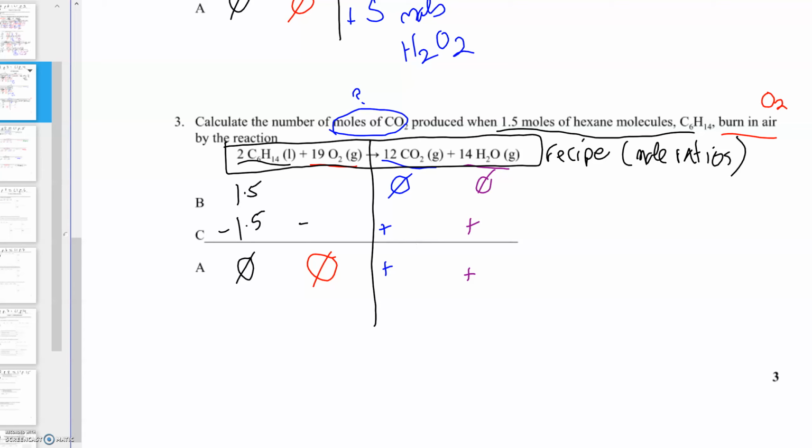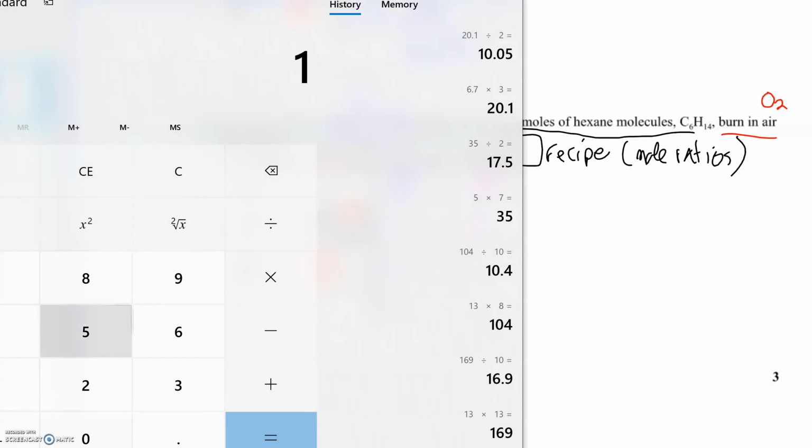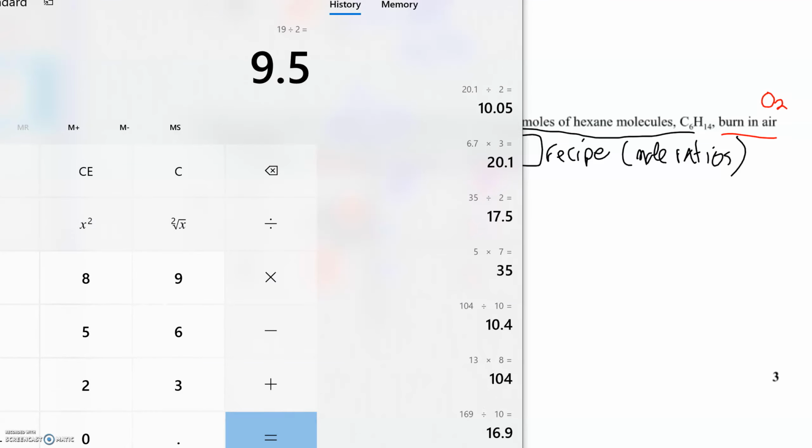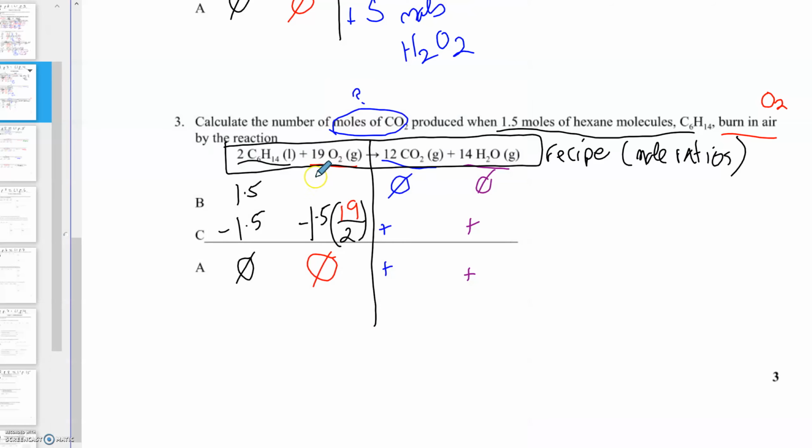So how much oxygen are we going to use up? We're going to use up 1.5 times the ratio of oxygen to hexane. Ratio of oxygen to hexane is 19 over 2. So let's use our calculator to make sure we don't mess this one up. 19 divided by 2 times 1.5 equals. That means I used up 14.25 moles of oxygen. So I used up 14.25 and there's none left. So how much did I start with? Well, that same number.